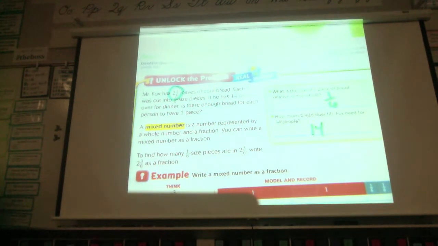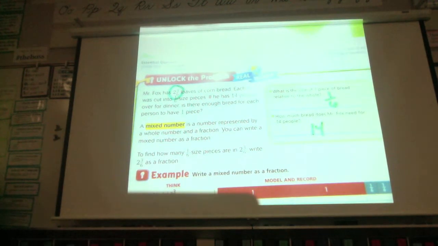Okay. So to find how many 1/6 size pieces are in 2 3/6, you can write 2 3/6 as a fraction. Right now it's not written as a fraction. Part of it's a fraction and part of it's a whole. So we need to write it as a fraction.